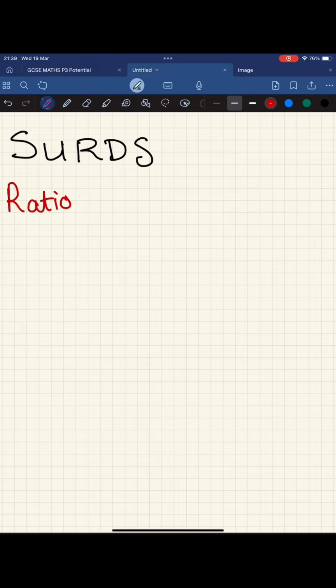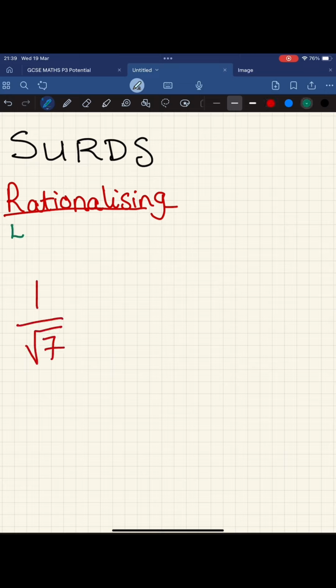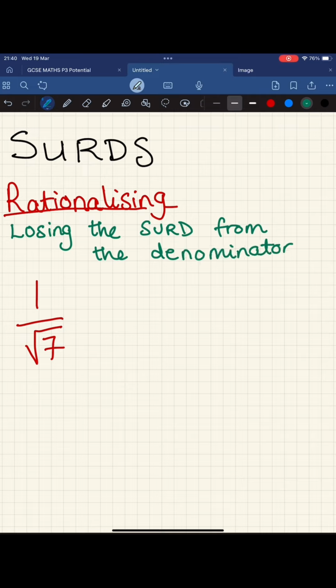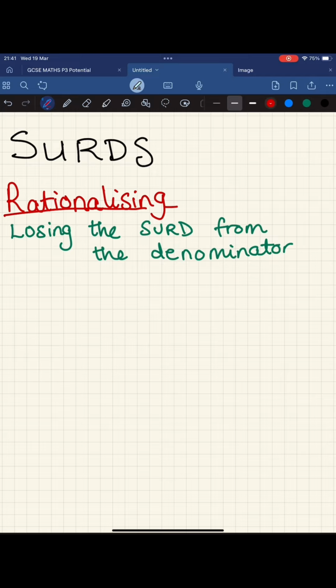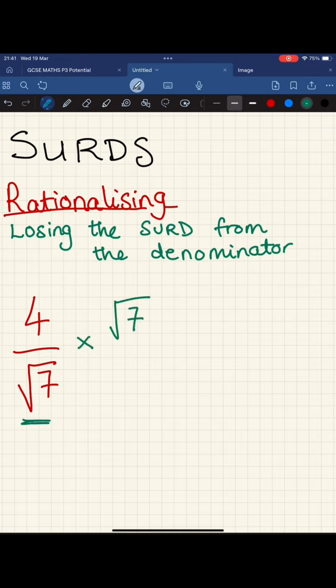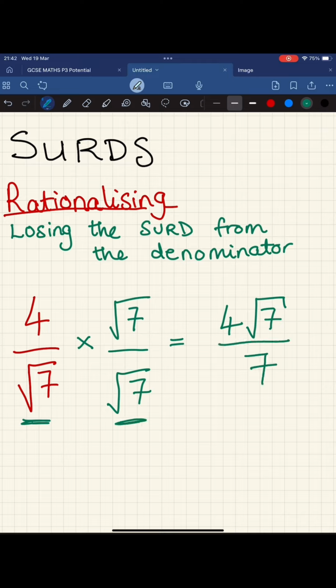Okay, now we know the rules, let's go on to what we're most likely to get asked on an exam. Rationalizing is how we get rid of a surd from the denominator of a fraction. If the denominator is a surd on its own, we can multiply the numerator and denominator by that same surd, and we'll get a whole number instead. So if we have 4 over root 7, we can multiply the top by root 7, giving us 4 root 7, and the bottom, we get root 7 times root 7, which from our rules we know is just 7.